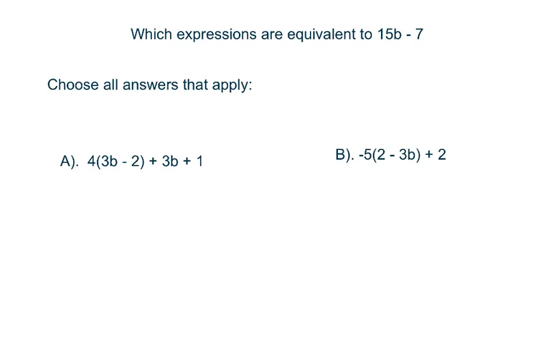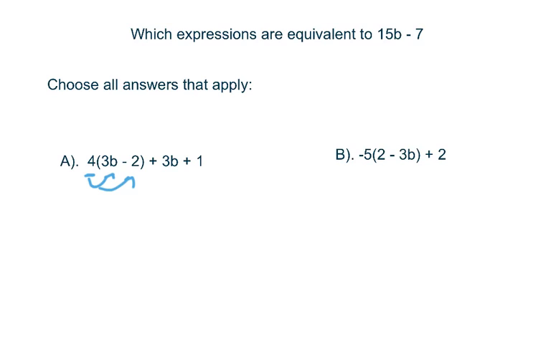Now, sometimes they'll give you what the answer is, and they give you choices, and you have to figure out which choice, or both choices, give you the answer. So sometimes it's 1, sometimes it's 2, sometimes it's none of them. So basically you have to go through and solve each of these problems and see which one will give you 15b minus 7. So first up, we have a distributive property with this 4 outside parentheses.